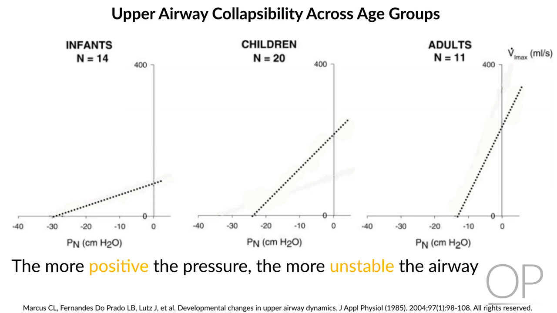While in adults, they require less negative pressure, as little as minus 10 to 12 centimeters of water can collapse the airway. And this can be generated during sleep. Hence, adults have a higher risk of developing sleep apnea. And that can depend on your upper airway muscle tone, particularly genioglossus, and also your body habitus.